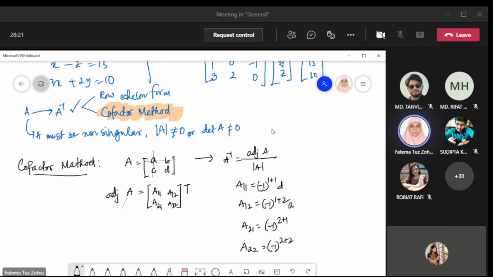So the cofactors of the elements. So we have what? D, then minus A, then minus B, and sorry, it shouldn't be A. Ma'am, it would be C here, not A. And that one is A. So A11 is D, then A12 is minus C, then 21 is minus B and A. Then we are taking the transpose.